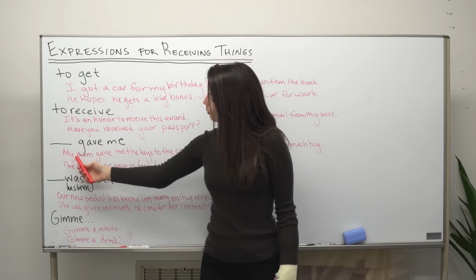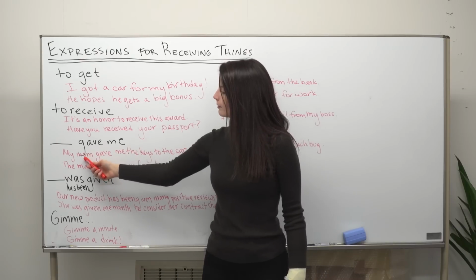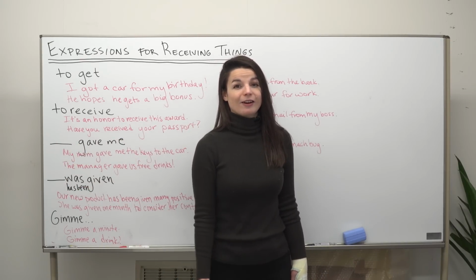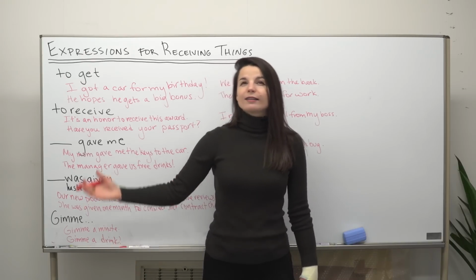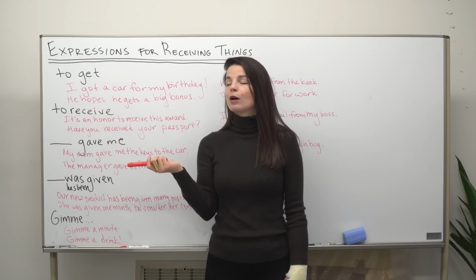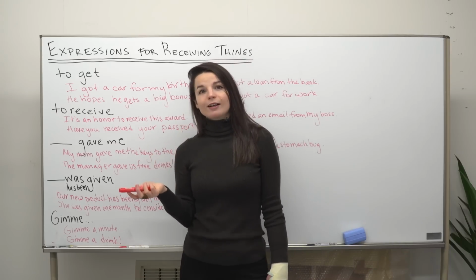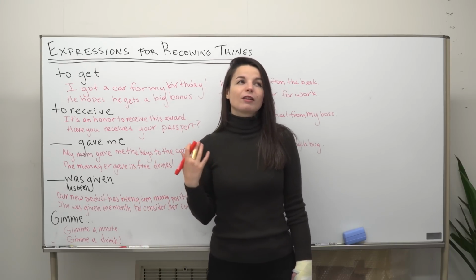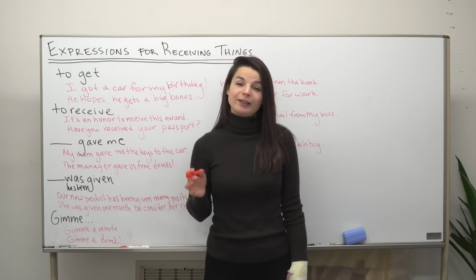But here, we're putting my mom at the beginning of the sentence. My mom gave me the keys to the car. So kind of the nuance of the sentence changes. If we say, I got the car keys from my mom, or my mom gave me the car keys, the meaning is really the same. It's just sort of the focus of your attention is a little bit different.